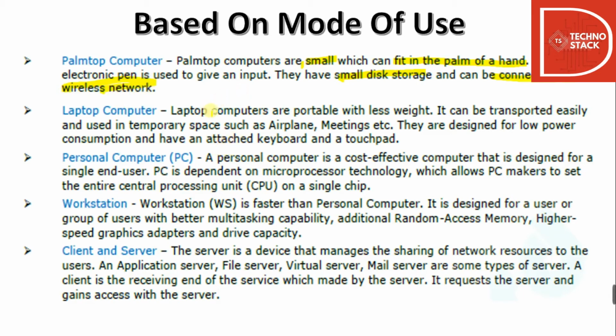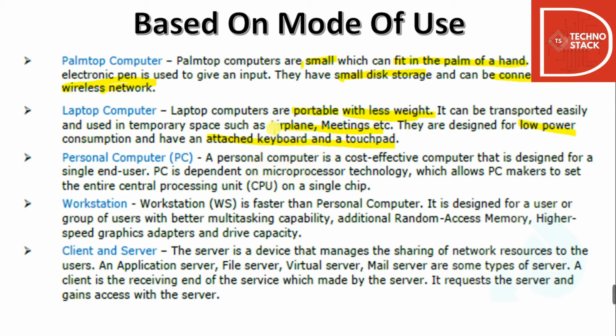Next is laptop computers. Laptop computers are portable. You all know this because we regularly use all these things, so there is nothing more to discuss in it right now. Laptop computers are portable with less weight. It can be transported easily and used in temporary spaces such as airplane, meetings, etc. They are designed for low power consumption and have attached keyboard and touchpad. We all know that a laptop looks something like a suitcase, with a screen and a keyboard and touchpad attached to it.